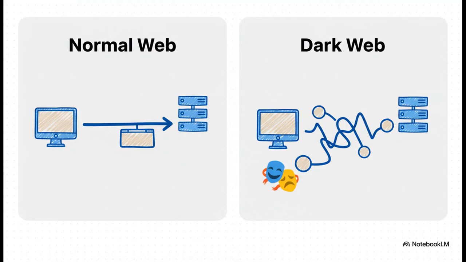And here's the fundamental difference. On the regular web, your IP address is basically like a digital license plate. Every single site you visit can see exactly where you're coming from. The dark web, though, uses a totally decentralized system to completely mask that identity. It's like driving a car with no plates.